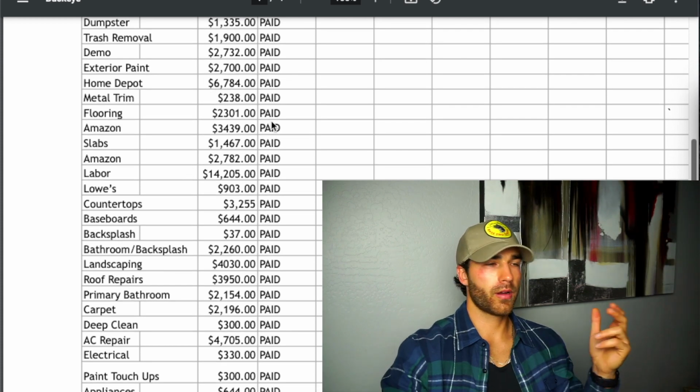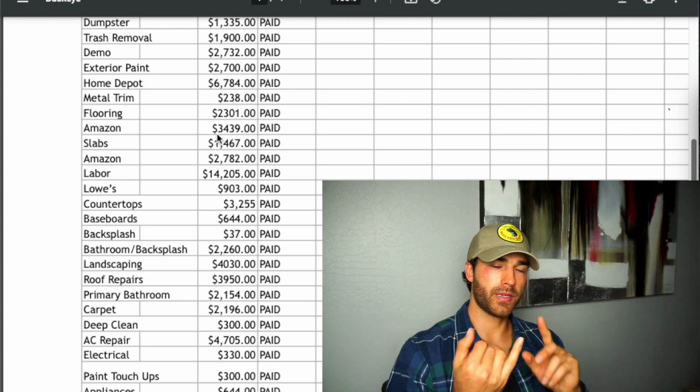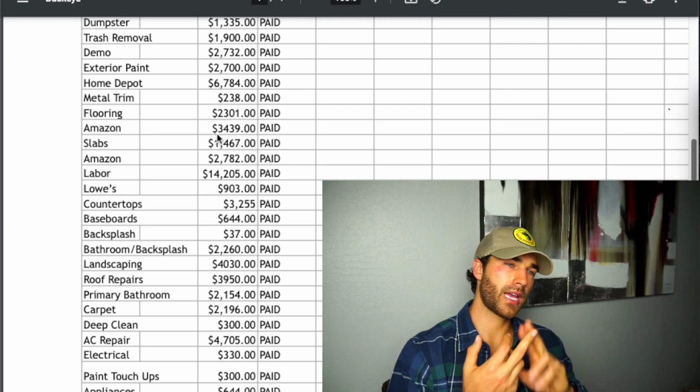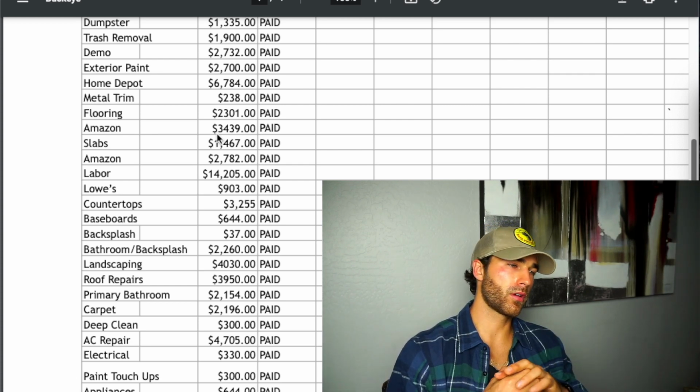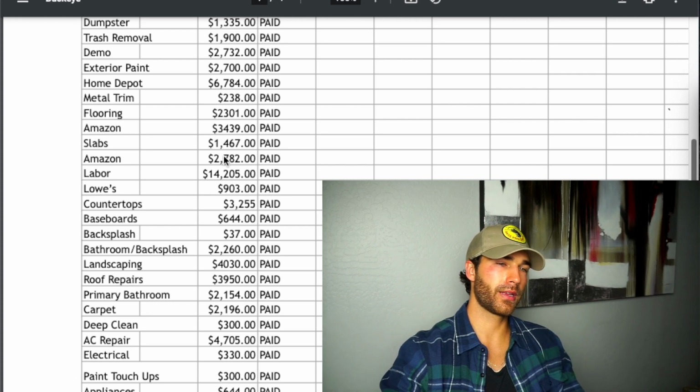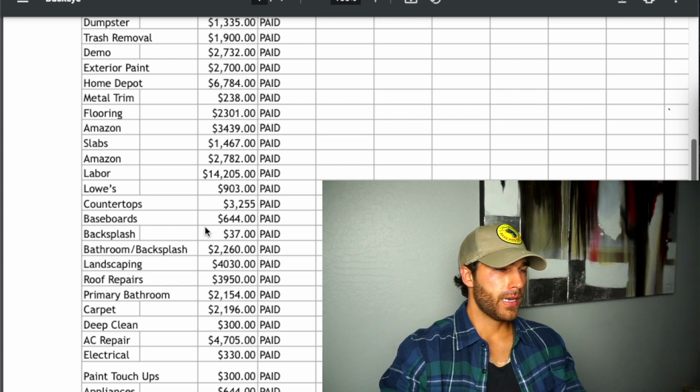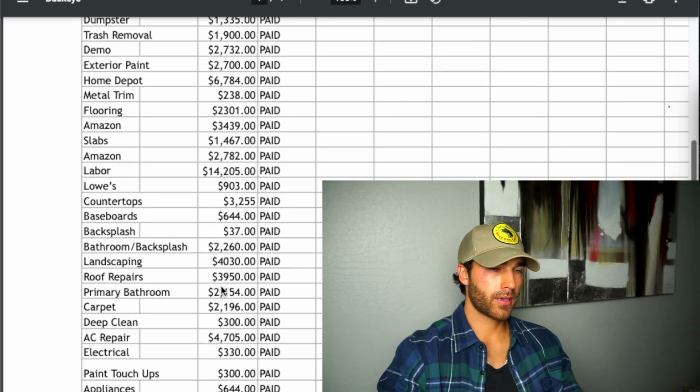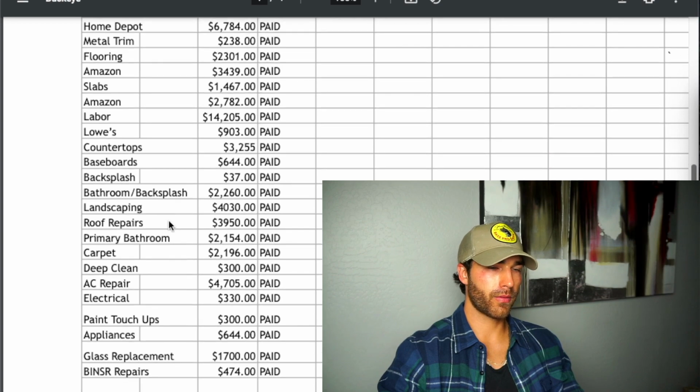We get a lot of our fixtures from Amazon, whether it be ceiling fans, light fixtures, cabinet handles, door handles, all that kind of stuff we get from Amazon. And then the other stuff like toilets, tile, backsplash, we get from Floor & Decor or Home Depot. Here's a look. We spent some money on landscaping, roof repairs.